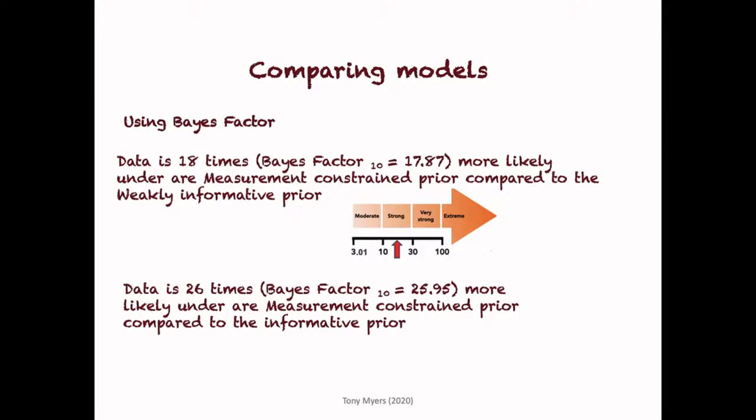Now the data for the measurement constrained prior compared to the informative prior is, interestingly, even stronger. So there's more evidence that the measurement constrained prior is a better model of the data than the informed prior, which is interesting in itself. It actually suggests that the data don't seem to reflect previous differences in other studies.